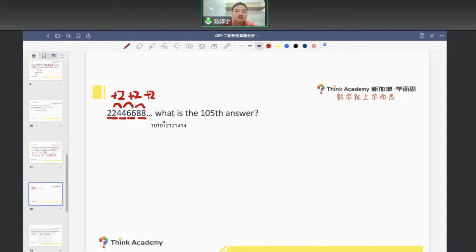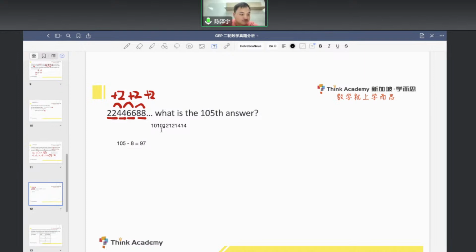So I need to find out how many numbers there are. Okay, first I need to minus away the single digits first. So it's 105 minus away the 8 single digits, equal to 97. Right, we are left with 97 digits.